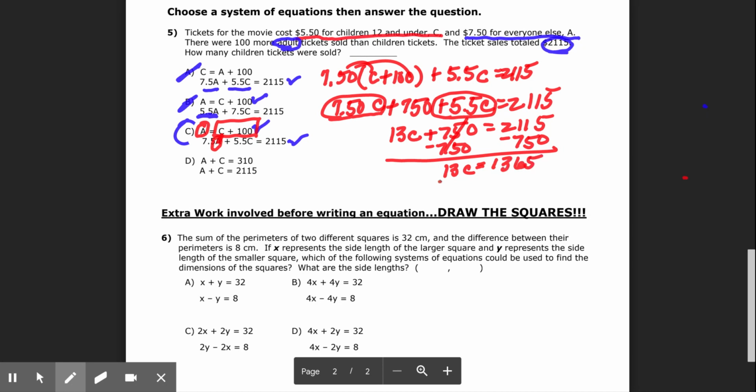And then divide both sides by 13. So C is going to be equal to 105. And that's all they were asking for, or how many children. So it'd be 105.